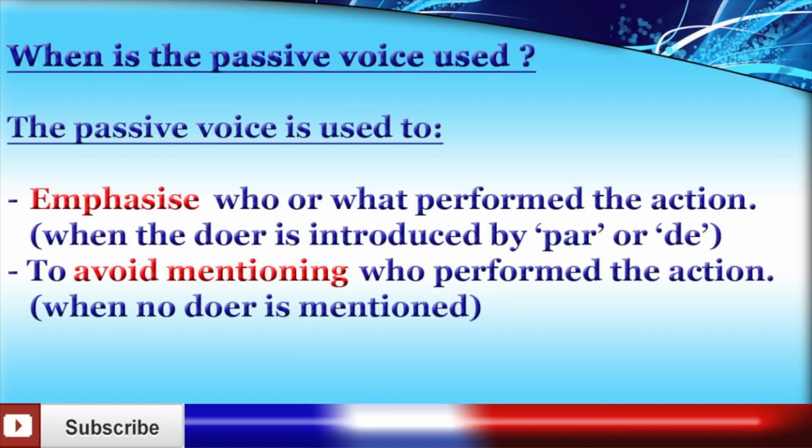So when is the passive voice used? The passive voice has two main uses. The first one is to emphasize who or what performed the action, by introducing the doer with the preposition par or de, meaning by, and the second use is to avoid mentioning who performed the action, in which case no doer is mentioned.